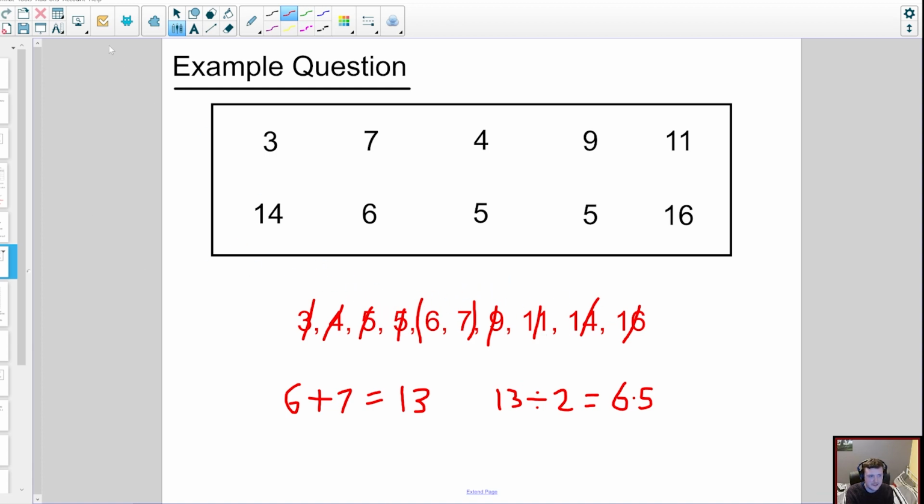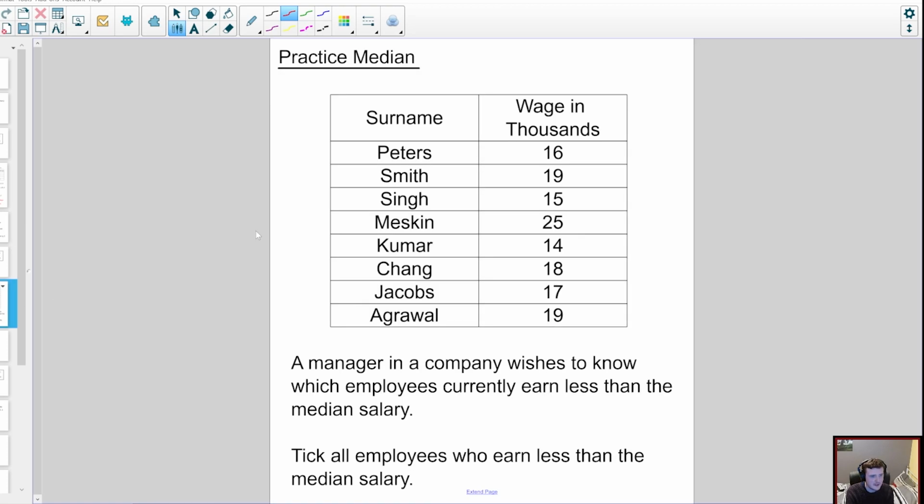Okay, I'm going to come back to this set of data in a minute. But for now, here's a practice question on the median. A manager in a company wishes to know which employees currently earn less than the median salary. We must tick all the employees who earn less than the median salary. So we have a list of surnames, the staff members, and their wage in thousands. And so we're going to work out the median and who has less and tick them off. So have a go at this, and I will see you in just a second.